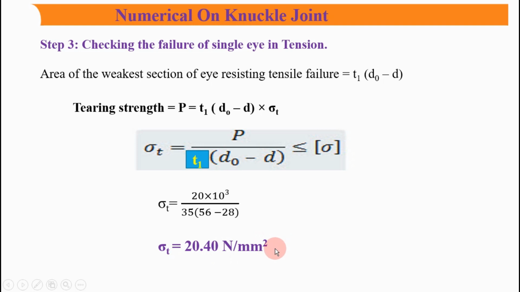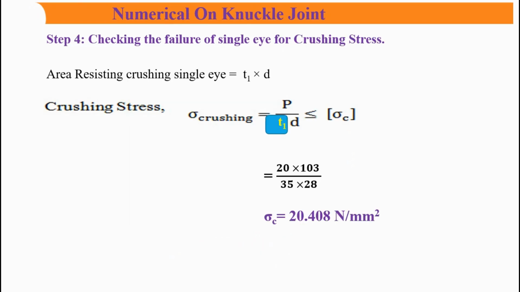And again we need to check the single eye for crushing failure. Checking the failure of single eye for crushing stress. Here is the formula: sigma crushing is equal to P divided by T1 into D, and this should be less than sigma C. So don't get confused here guys. This 20 into 10 raised to 3 is not 103.